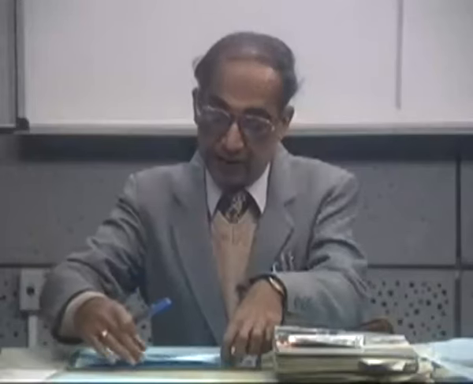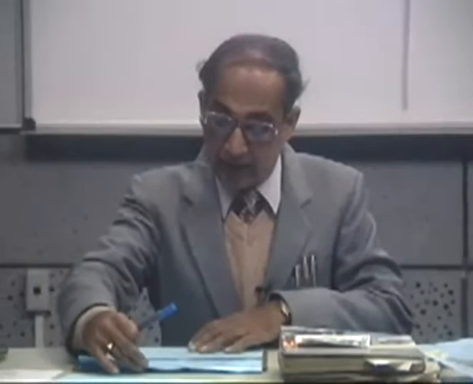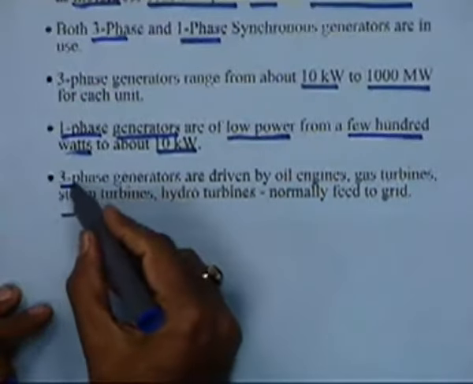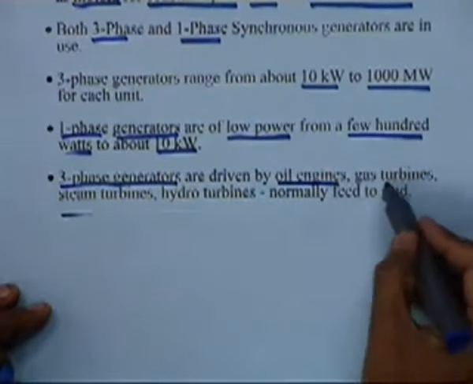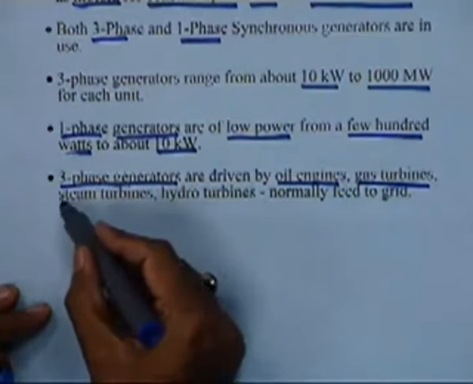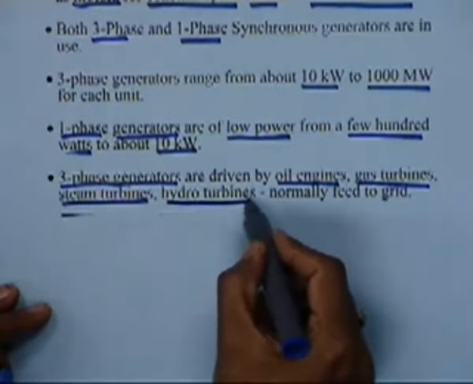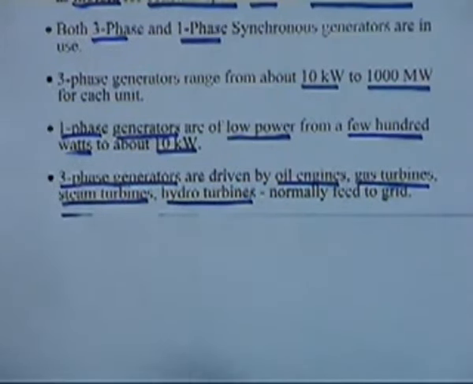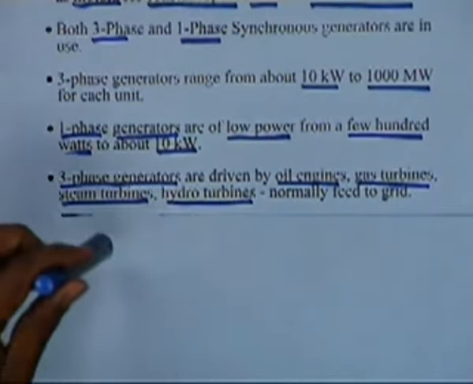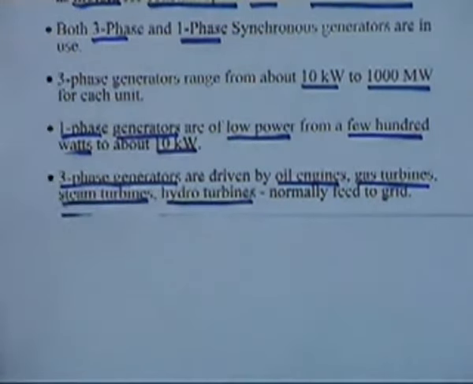And the next point, let us see, normally three phase generators, they are driven by oil engines, gas turbines, steam turbines, hydro turbines. Okay, these are the ones which are normally driven. The normal three-phase generators will then be having these type of turbines in use.